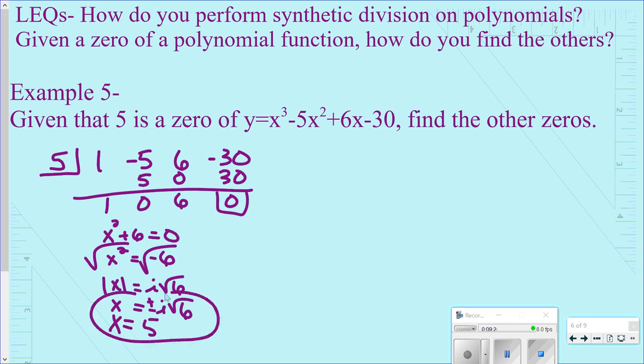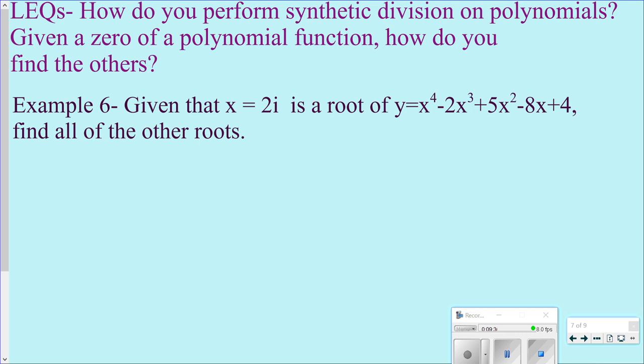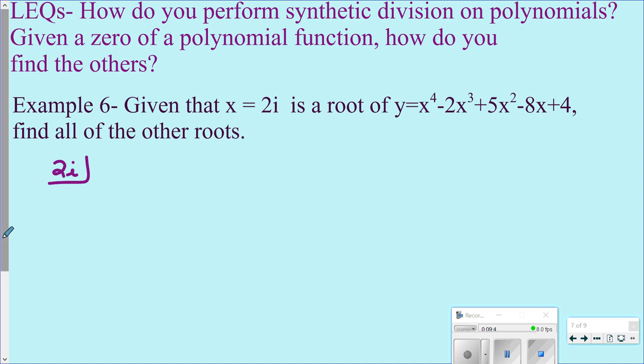And the 2 complex plus the 1 real combined to make 3 roots, and it is cubic, so we have them all. Okay, this time we're given a root in it, and it's a complex root. That's okay. We still can deal with that. So 2i goes in the box.